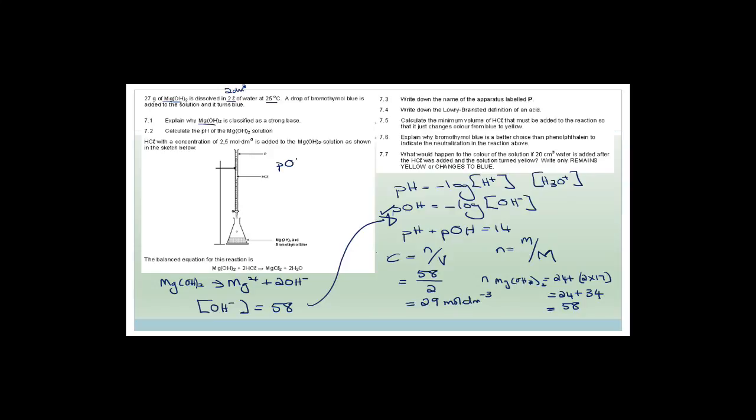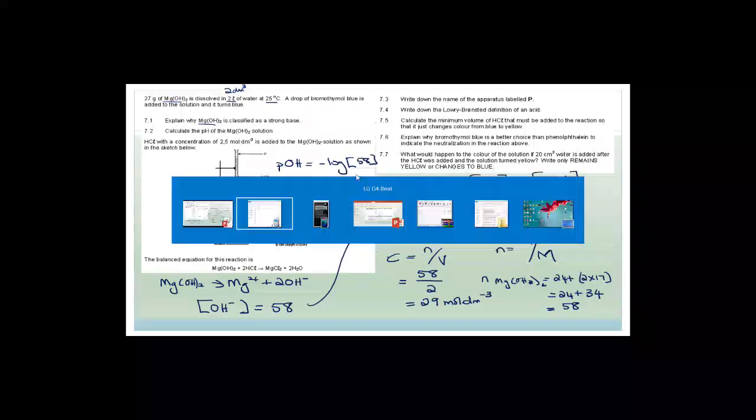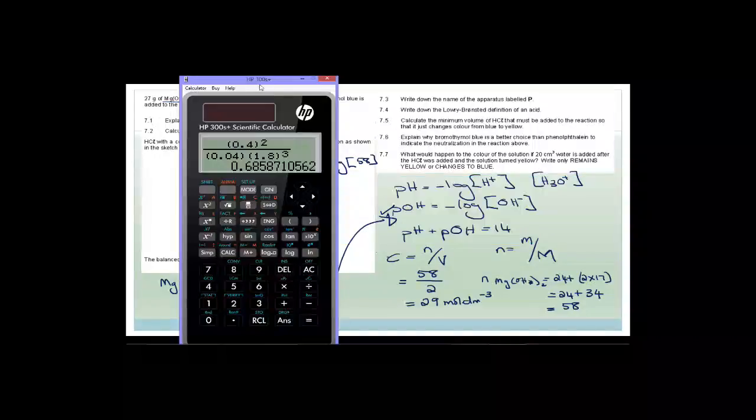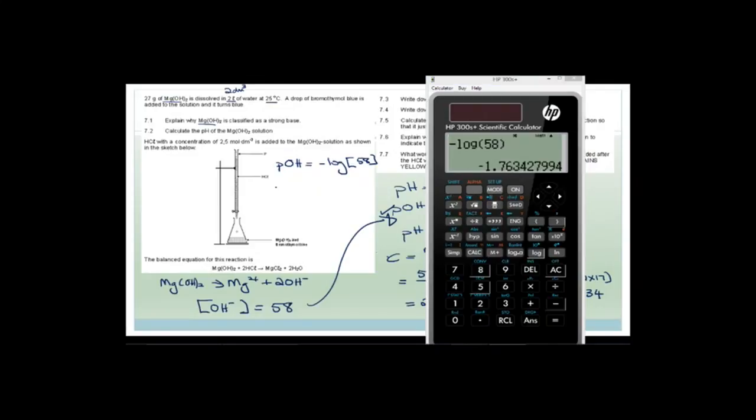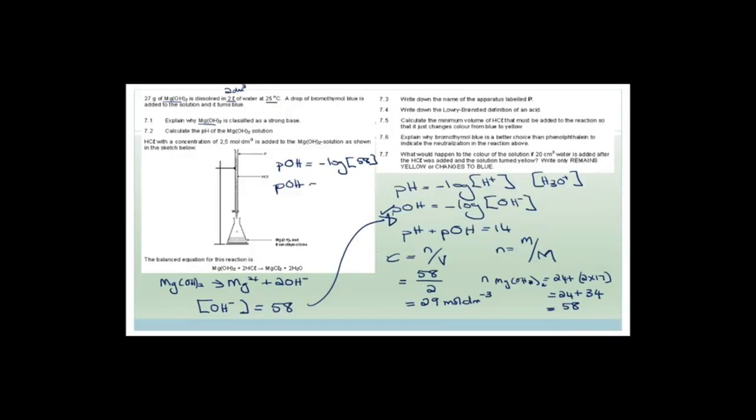So pOH is equal to minus the log of 58. Let's look at what that is. We clear, and we go minus log of 58, close bracket, equals. And that's going to be negative 1.76, which is 1.76. So the pOH is going to be 1.76.